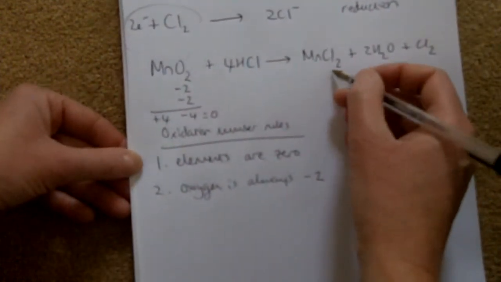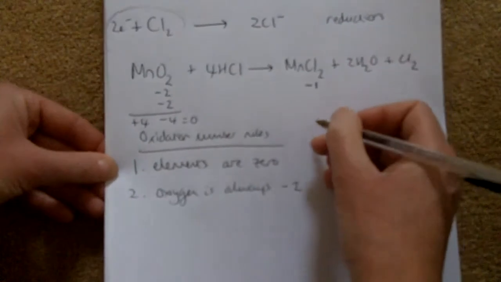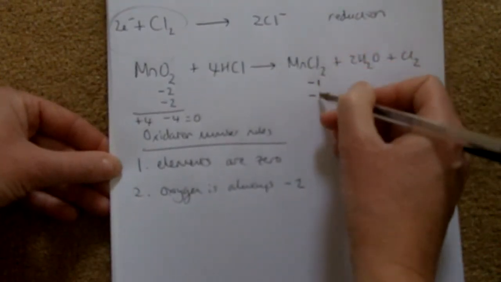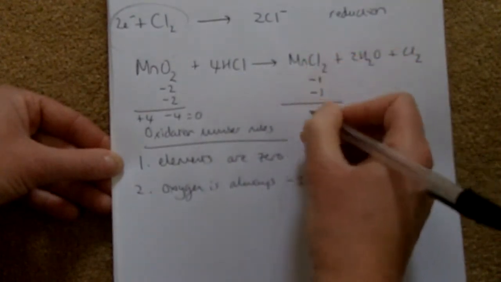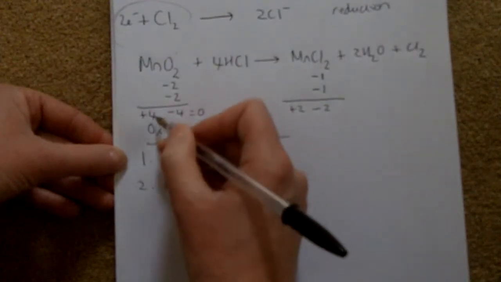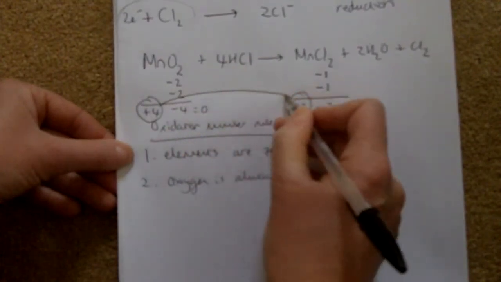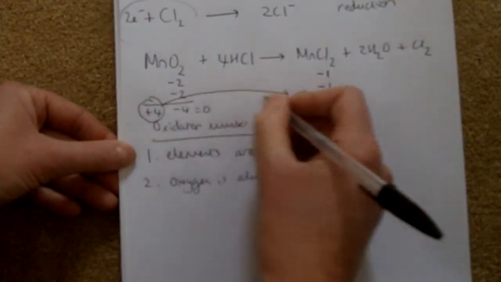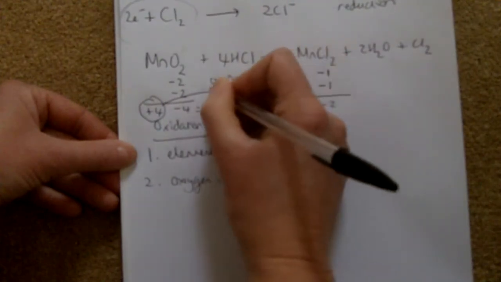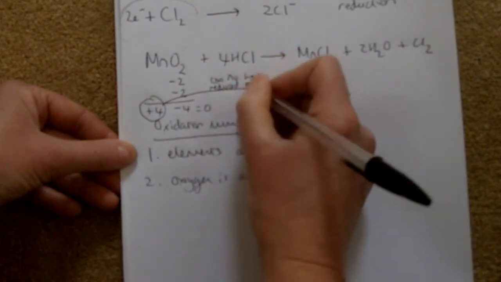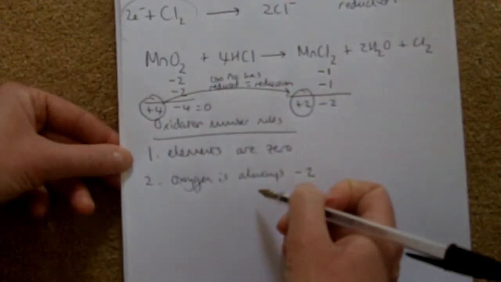Then we look over here. Again, Cl is 1- because it's group 7 and forms a 1- ion. There's 2 of them, so that will total -2. So therefore Mn is +2. So Mn has changed oxidation number from +4 to +2. The oxidation number has decreased, and that is reduction. So you can say the Mn has been reduced in this equation.